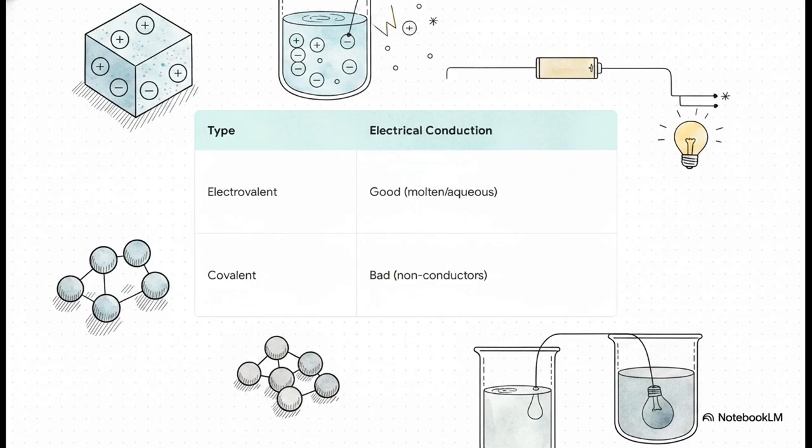If you dissolve an electrovalent, ionic compound in water, you separate all those tightly packed ions. Once they're dissolved, those highly charged ions are completely free to move around and carry an electrical current beautifully. Solid salt won't do a thing, but salty water, it totally conducts. Meanwhile, covalent compounds mostly lack those free-moving charged particles, making them terrible conductors.